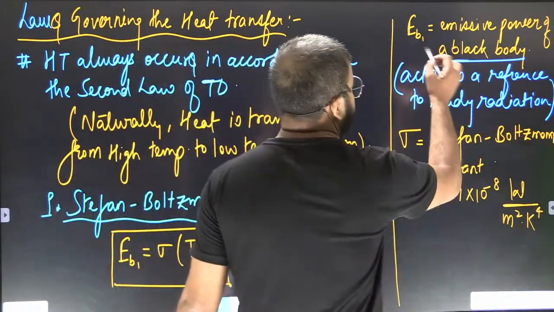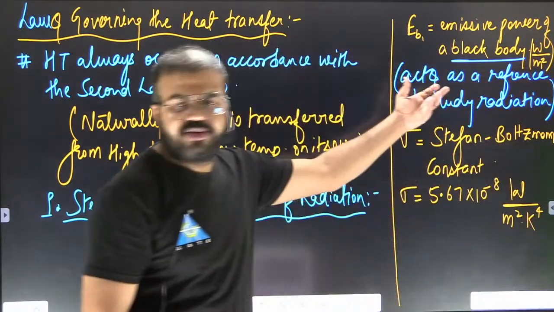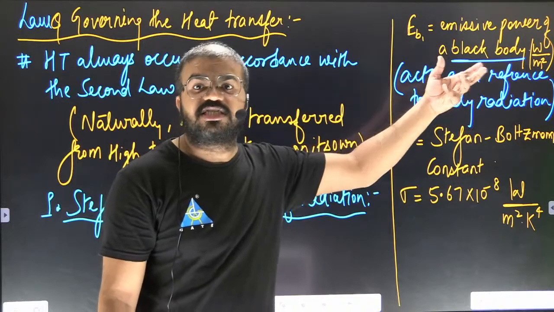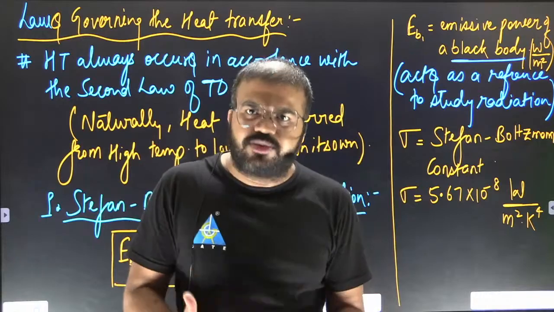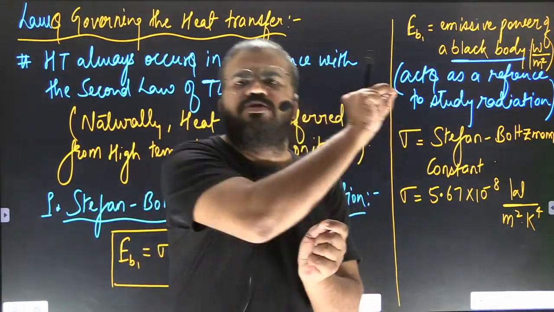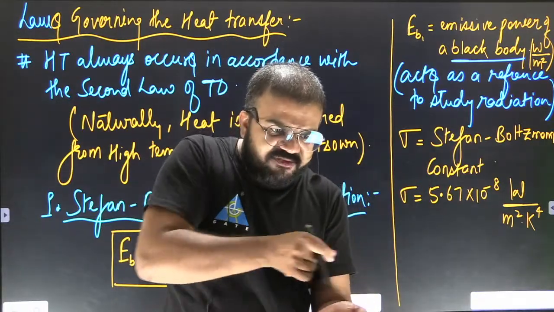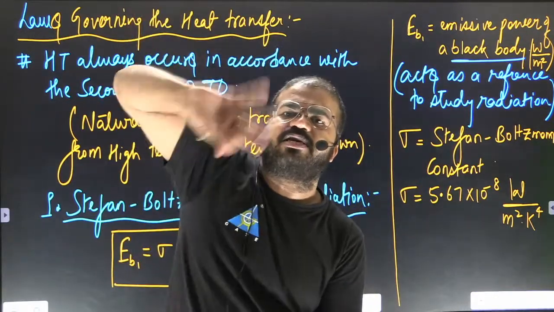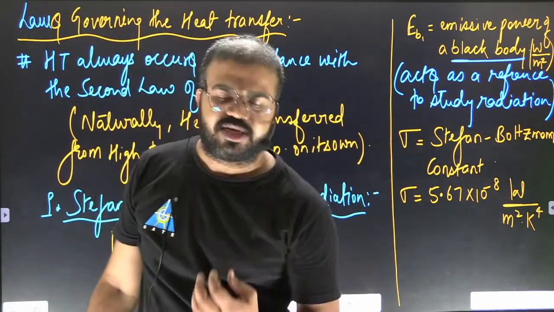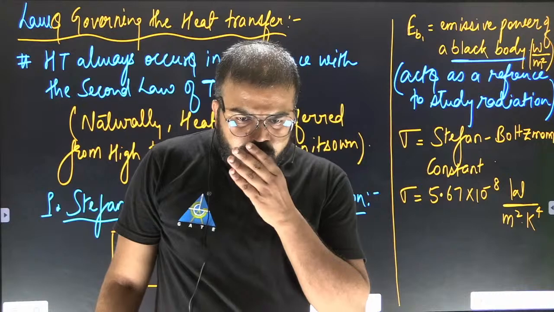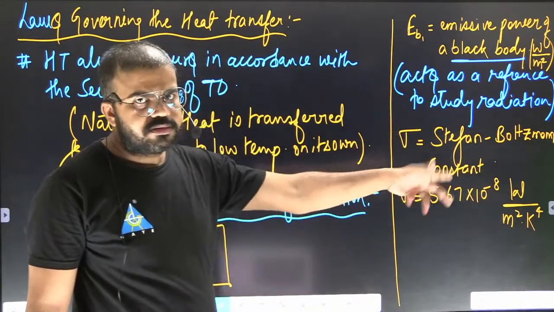Because this E_b is in watts per meter square, this is emissive power. Flux, in a sense. Suppose there is a total surface area, and per unit surface area, from each and every point on the surface, how much energy is released? That is flux. From each point on the surface, how much radiation is taking place? That is your radiation flux. Got it?